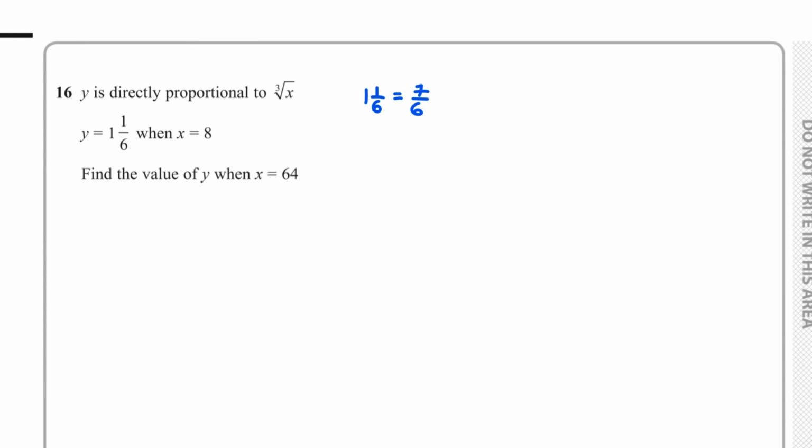So let's take this statement at a time. We've got y, which is directly proportional to the cube root of x. So we've got y, proportional symbol, cube root of x, and if we rearrange, we've got y equals k lots of cube root of x. When x is equal to 8, y is equal to 1 1/6, which is 7 over 6.